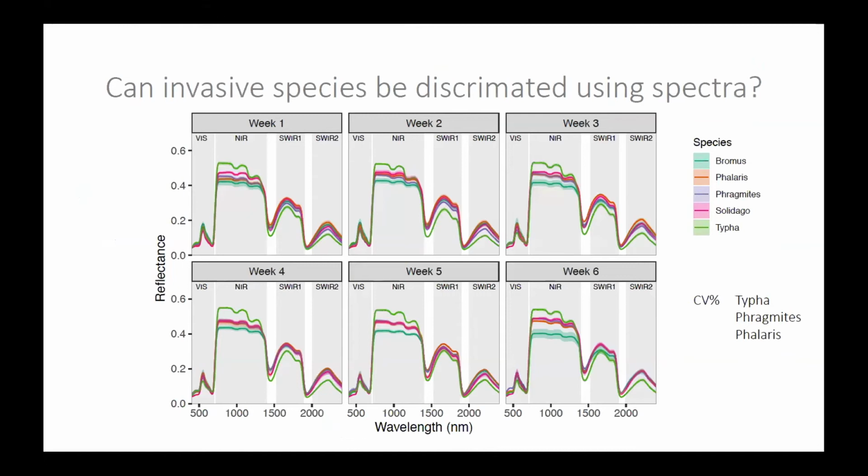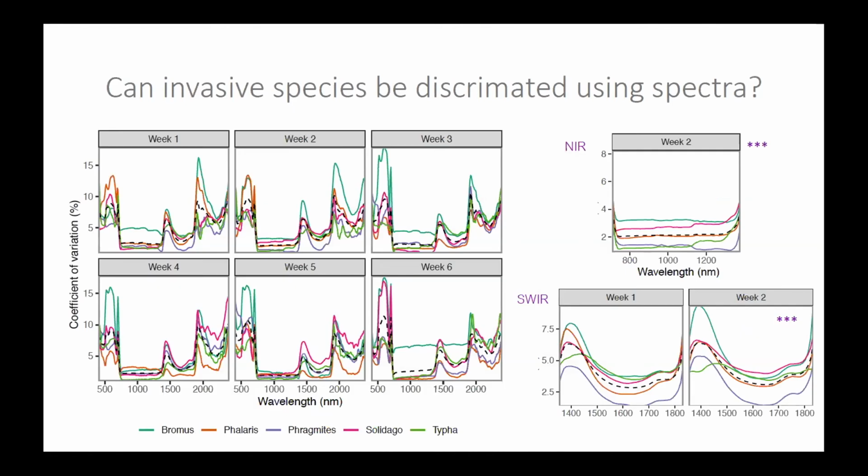Analysis of the coefficient of variation in the spectrum shows us that, in general, the coefficient of variation across all species was lower for Typha, Phragmites, and Phalaris. For only Phragmites, the coefficient of variation in the near infrared region was significantly lowest in the second week, and in the shortwave infrared region was also significantly lowest during the first and the second weeks of sampling.